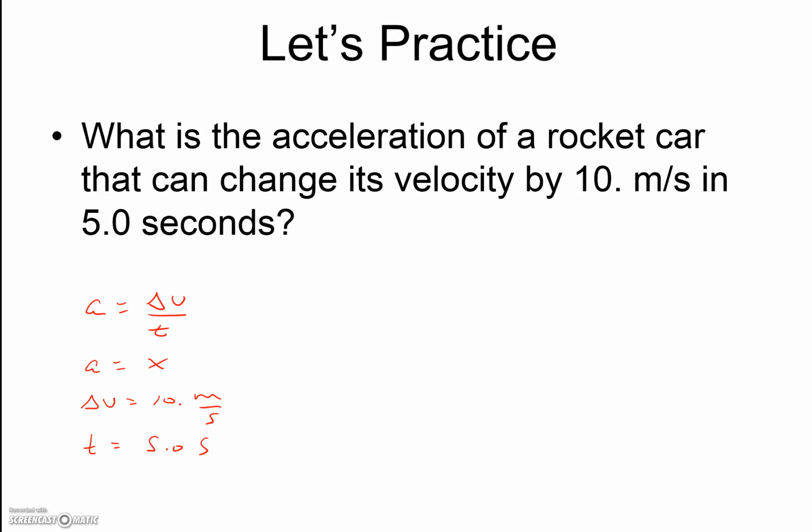Now we can plug the numbers into our equation and calculate our acceleration. So our acceleration is going to equal, for our change in velocity, we're going to plug in 10 meters per second. For our time, we're going to plug in 5.0 seconds. And then we'll take 10 divided by 5. That'll give us 2.0. And our units are going to be meters per second squared.